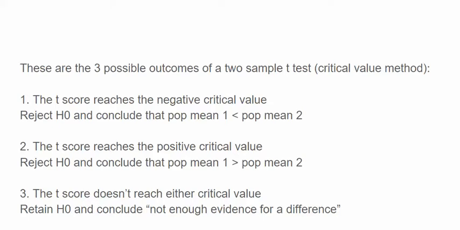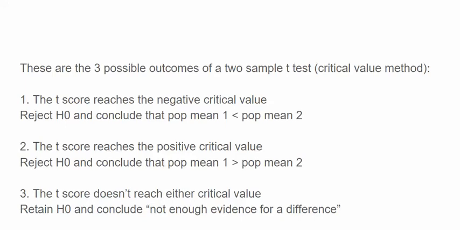And if the t-score doesn't reach either critical value, you retain the null hypothesis, and you just give the null the benefit of the doubt, and you say there isn't strong enough evidence to confidently say that these populations are different. So if the t-score reaches either critical value, you reject the null hypothesis because, like I said, the critical value is the cutoff point for rejecting the null hypothesis. But the specific direction of the conclusion depends on which critical value is reached.